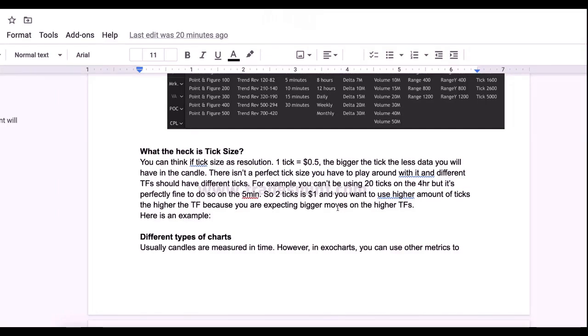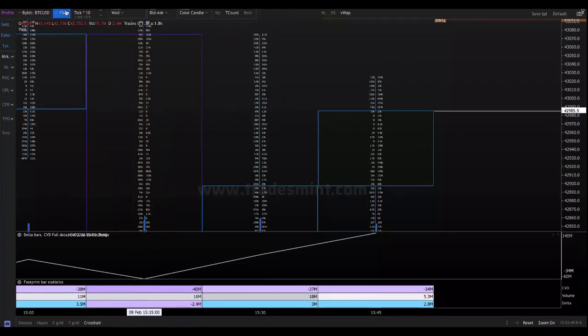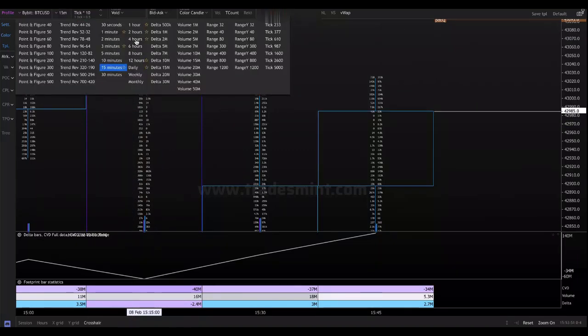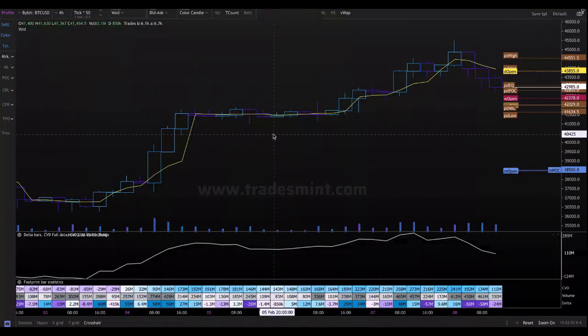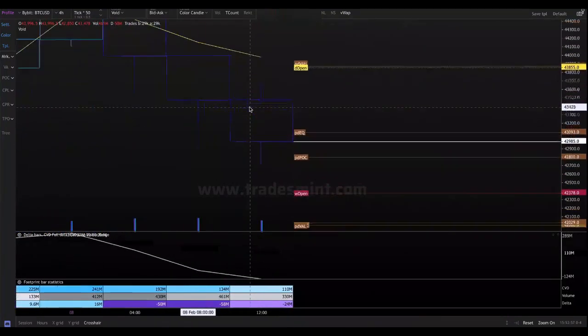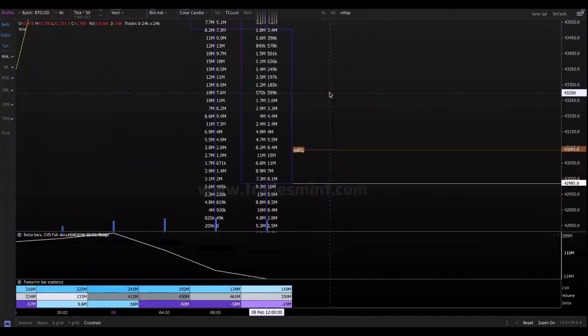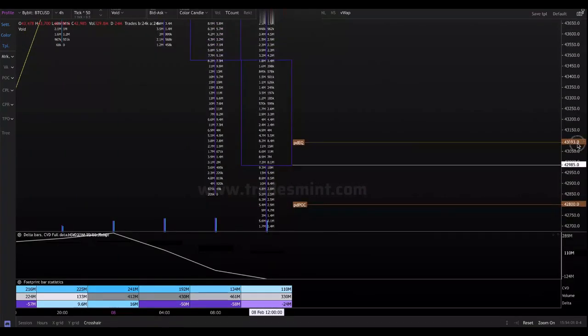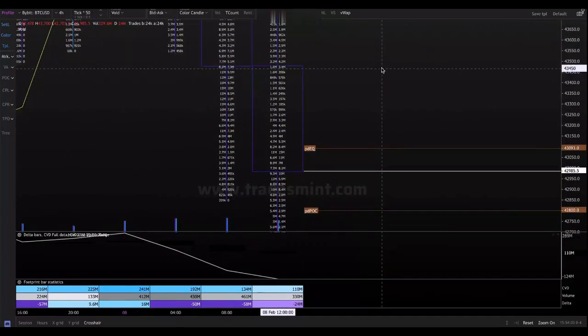Because on the 4-hour time frame, if you're using 20 tick, you're going to have to zoom in so big in order to see all that data that you're not really going to get a big picture of the chart that is beneficial to see on the 4-hour time frame. So for example, if I go to the 4-hour time frame here with a 10 tick, in order for me to actually see this data, I'm going to have to zoom in to the point where I can't even look at the 4-hour time frame. Like I can't even see what's happening here.